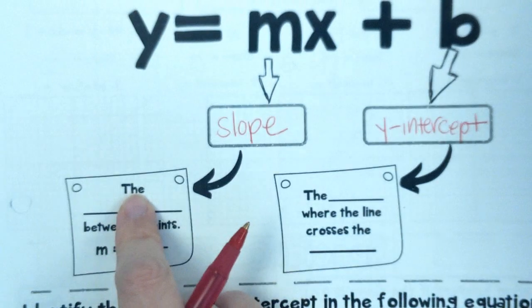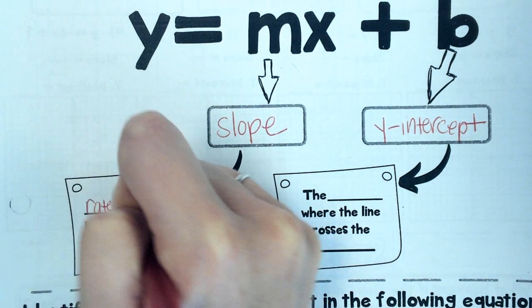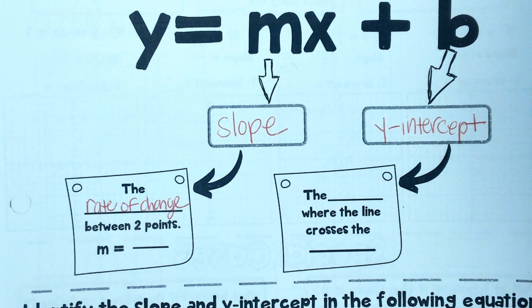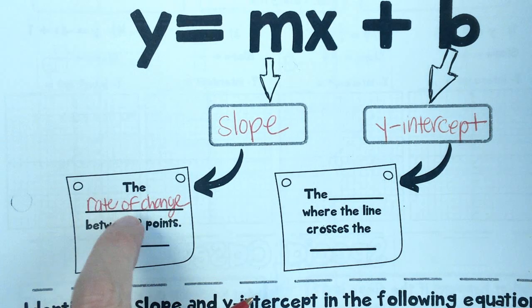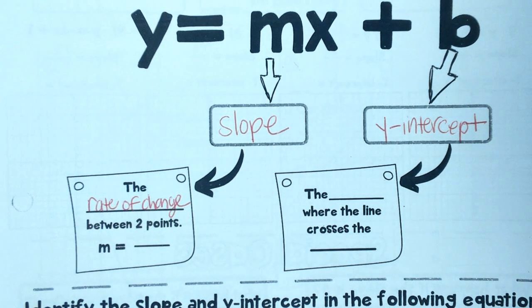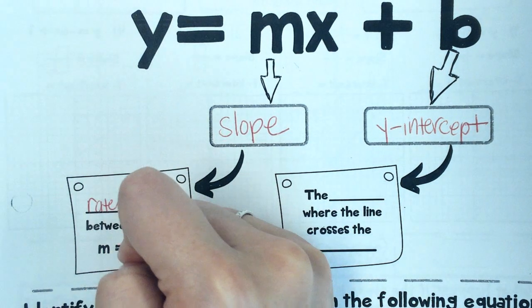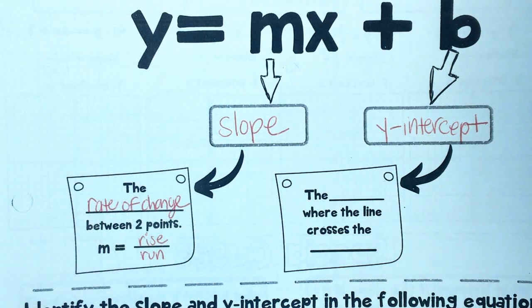You guys already know that slope is a rate of change between 2 points. Make sure we're writing this down: rate of change between 2 points. And we look at that as what over what? What two R words do we use? Rise over run. Very good.